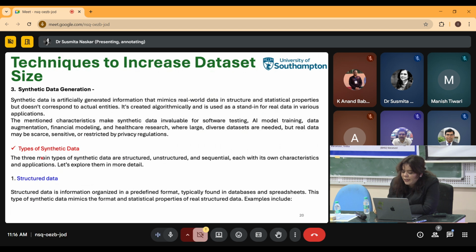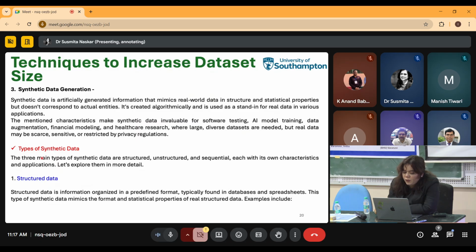There are generally three types of ways we do that. The first one is structured, which is mainly tabular, when your data is based on rows and columns. Then you have unstructured data, which means images, text and audio. And then you have sequential data, which means time series or event streams. Those are the three families we generally use.